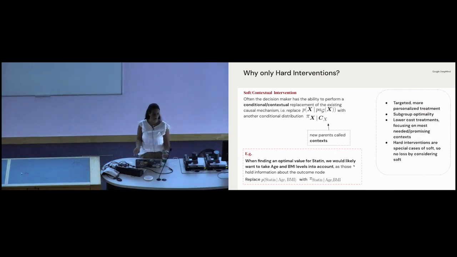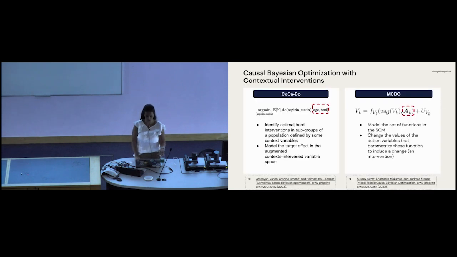Well, for targeted and more personalized treatment, for lower cost, because you want to give the treatment to people that are actually going to benefit from it, and also for subgroup optimality. While you intervene on a variable, you want to make sure that you're not hurting another subgroup of the population. You want to benefit everyone. And also because hard interventions are just a special case of this type of intervention, in which this distribution pi of x given cx is just a delta function. So there's no loss by expanding this search space to consider soft or contextual interventions.